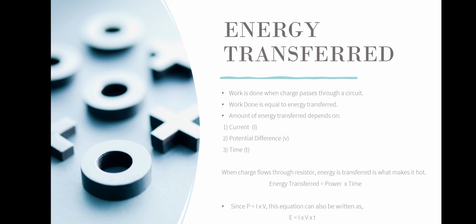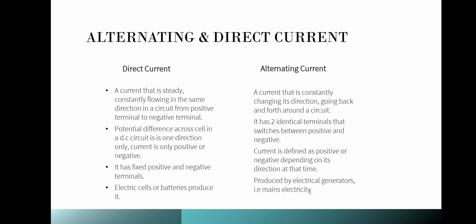When charge flows through a resistor, energy is transferred, which is what makes it hot. As we just saw, energy is transferred which raises its temperature, and that heating effect is used in appliances. So that same point is repeated here, that the equation for energy transfer is energy transferred is equal to power into time, or another equation is energy transferred is equal to current, voltage and time. The simple equation is E equals I into V into T. Next up we have alternating and direct current.